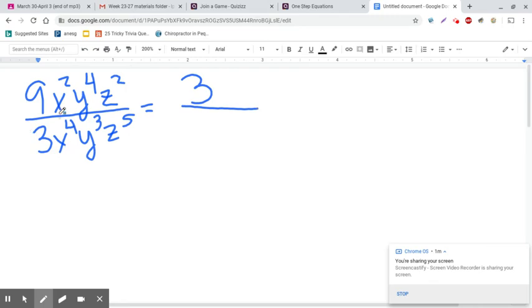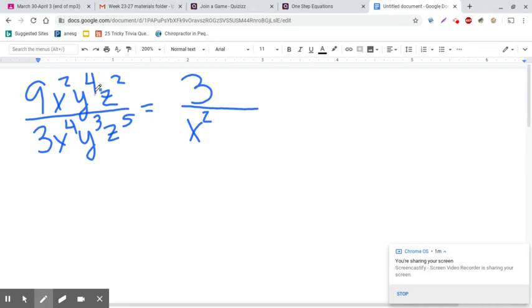Okay, then we're going to look at our x's. What's bigger, 4 or 2? 4 is bigger, so the x is going to go in the bottom since the x to the 4th is in the bottom. 4 minus 2 is 2, so you get x squared.